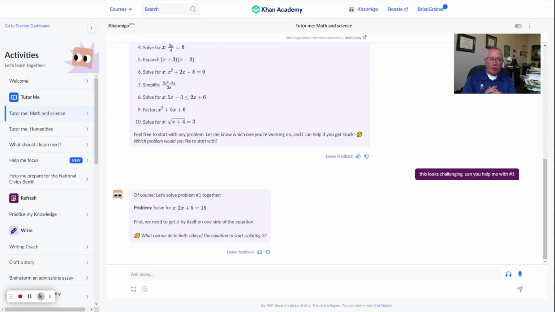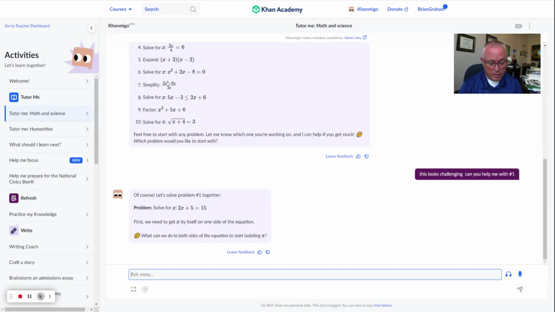And right away Khanmigo responds, of course, let's solve the problem number 1 together. So here's our problem. 2x plus 5 equals 15. First, we need to get x by itself on one side of the equation. So I know that there's a lot of controversy sometimes out there that artificial intelligence will just give you the answer. In this case, artificial intelligence, Khanmigo, is Socratically coaching with the student. So it says we need to get x by itself on one side of the equation. I'm going to give it an incorrect response.